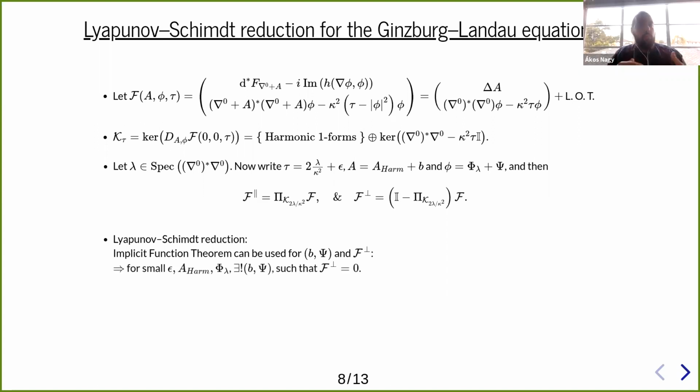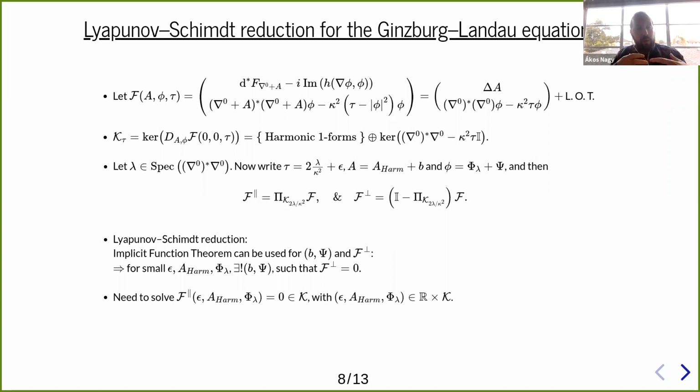So what you can say really is that for small epsilon, so when your tau is close to the bifurcation point, with small harmonic deformations and small perturbation by an eigenvector, there exists a unique B and psi such that, well, when I use this tau, A and phi, I don't yet have a solution of Ginzburg-Landau, but I know that when I plug into the Ginzburg-Landau equation, what I have is living in a finite dimensional space. It's living in this K tau, capital K tau. So the only thing I need to solve, as I said, is f parallel being 0.